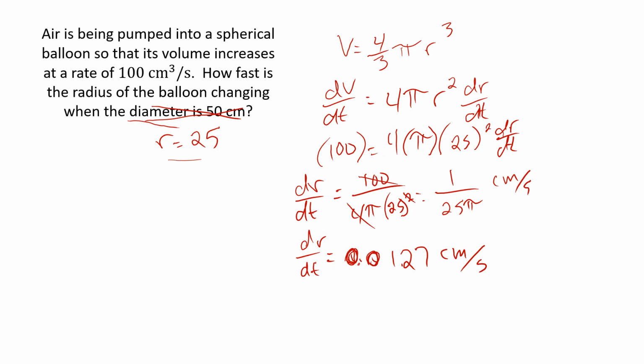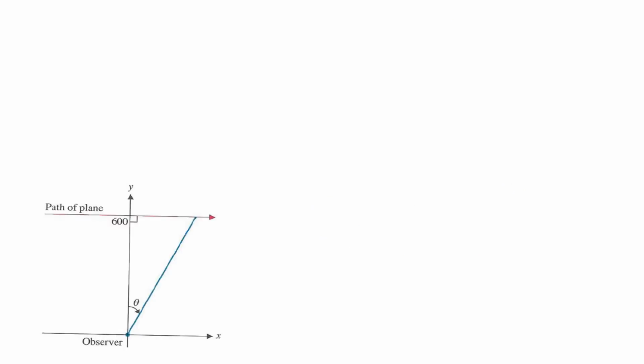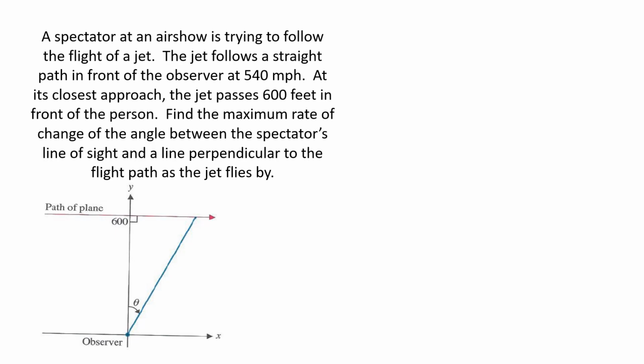The tricky part is getting the equation in the beginning, especially when you have something like this, which has a story to go along with it. So a spectator at an air show is trying to follow the flight of a jet. The jet follows a straight path in front of the observer at 540 miles per hour. At its closest approach, the jet passes 600 feet in front of the person. Find the maximum rate of change of the angle between the spectator's line of sight and the line perpendicular to the flight path as the jet flies by. So, first step, draw a picture.